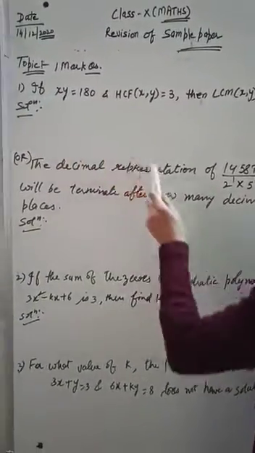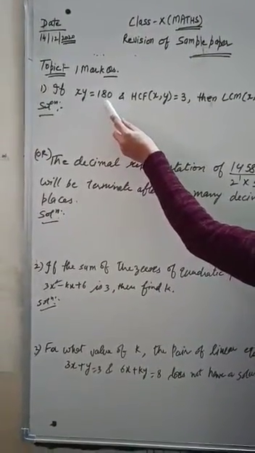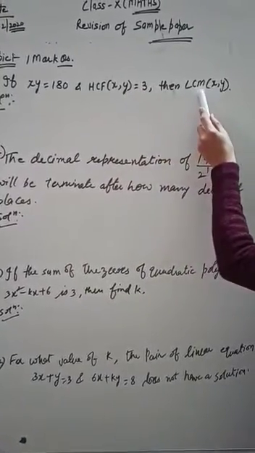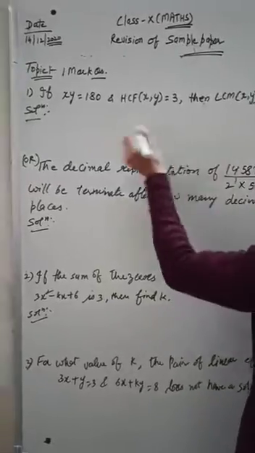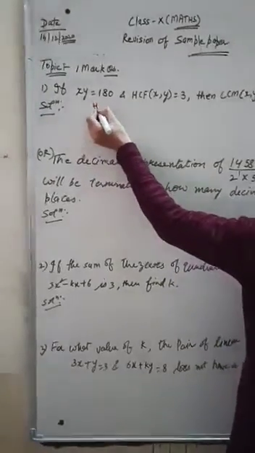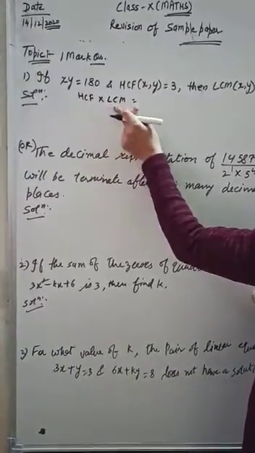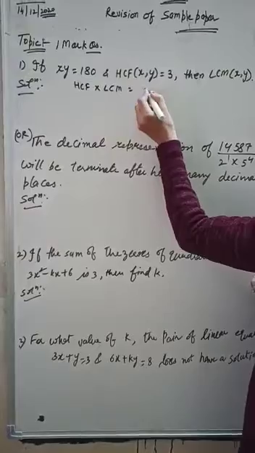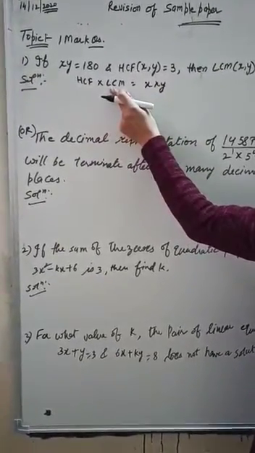It is given that the product of two numbers x and y is equal to 180 and the HCF of both numbers is 3. We have to find the LCM of both numbers. As you know, for any two numbers x and y, the product of those two numbers is equal to the product of HCF and LCM.